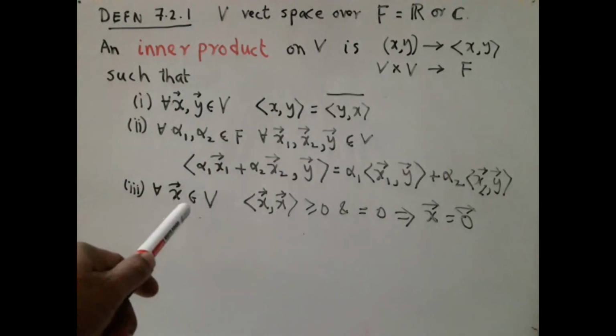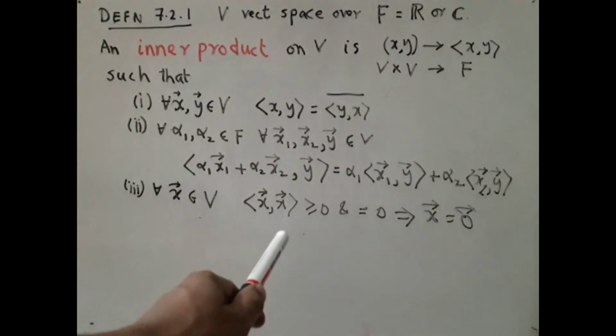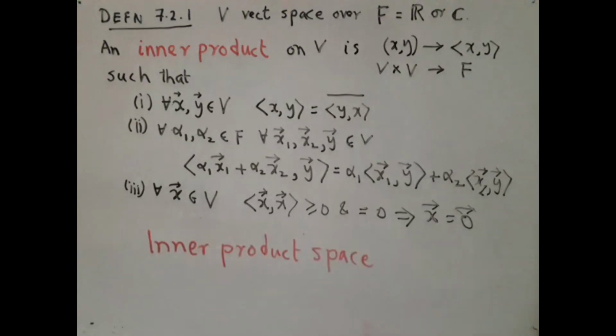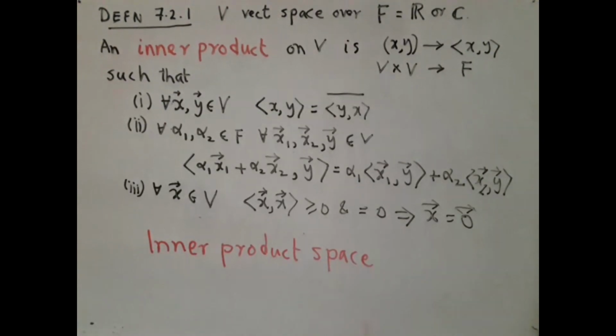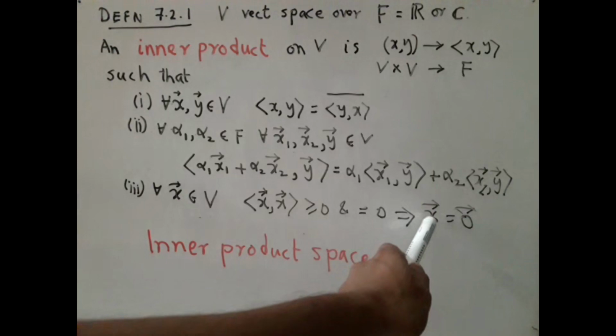Three, for all x in V, we have inner product of x with x greater than or equal to 0, and it is equal to 0 implies that x must be equal to the 0 vector. A vector space together with an inner product is called an inner product space. We have already seen this definition in the last video. In that video, however, we had not just implies but if and only if in this place.